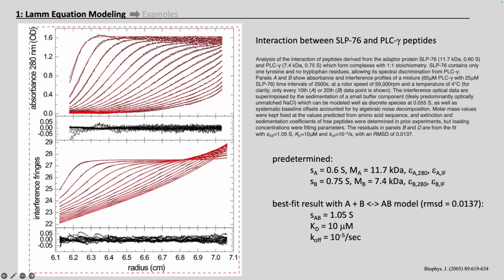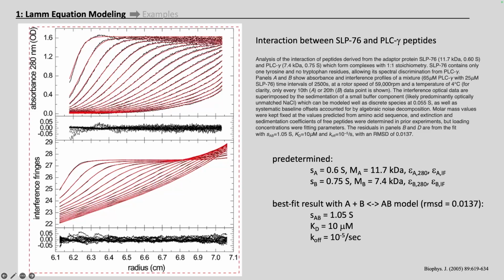In a collaboration with Roy Mariuzza's lab, we studied in this project two peptides, one of which has significant absorbance at 280 nanometers and the other one doesn't. So, by acquiring data with the absorbance system and the refractive index sensitive interference detection system, we can get additional information about the concentration distributions of each component. Never mind that there's also some unrelated signal offset from sedimenting buffer salts in the interference data.